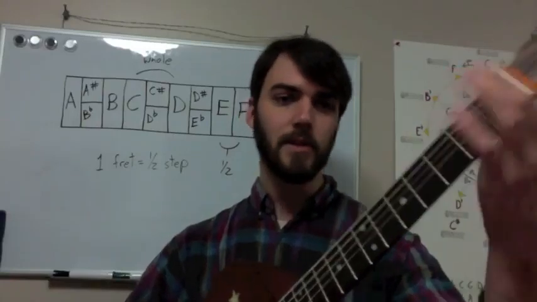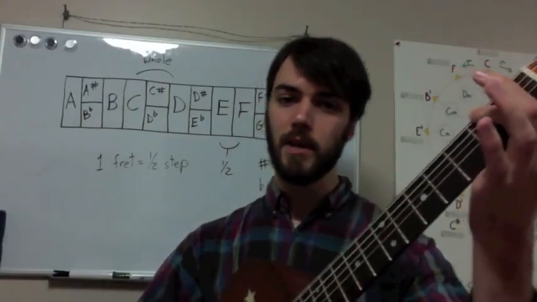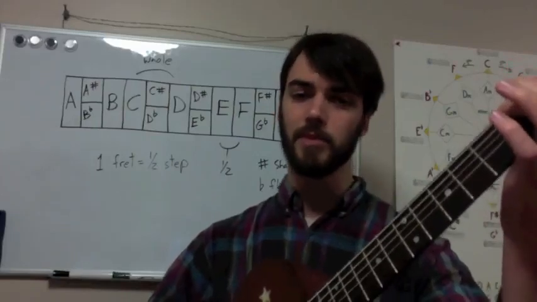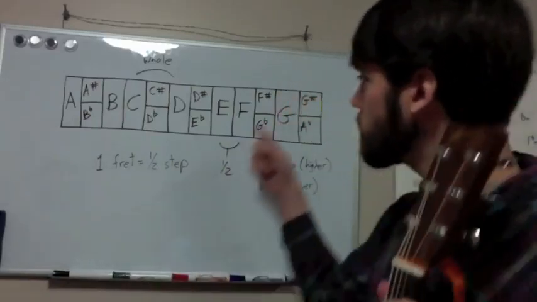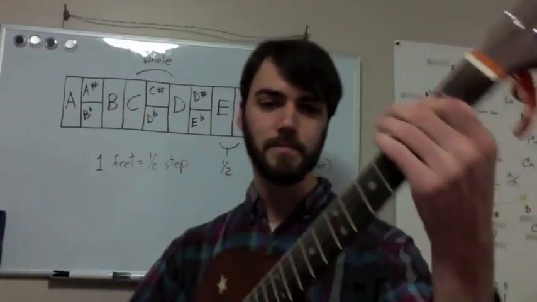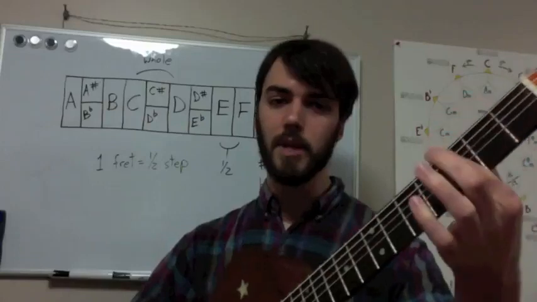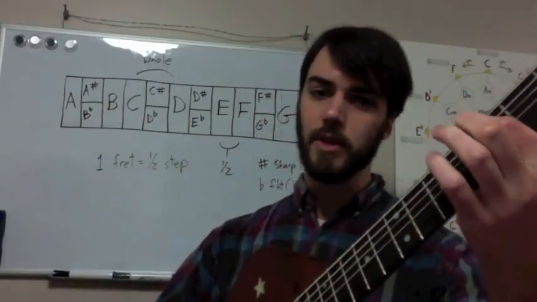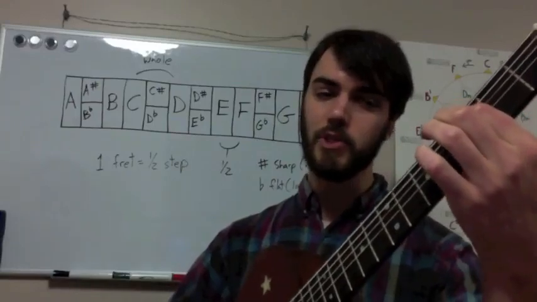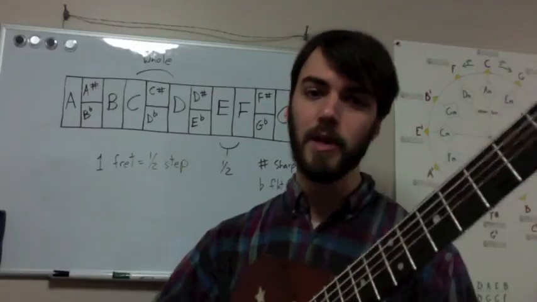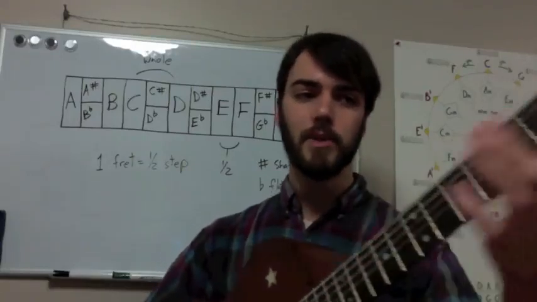So if I raise the pitch another half a step, I go from F up to F sharp. Now, I can also call that F sharp a G flat, same thing, whichever way you want to think of it. Alright, I go up another half step, so now I'm on fret 3, and now I'm playing a G. So F sharp goes up a half step and becomes G, or G flat goes up a half step and becomes G.